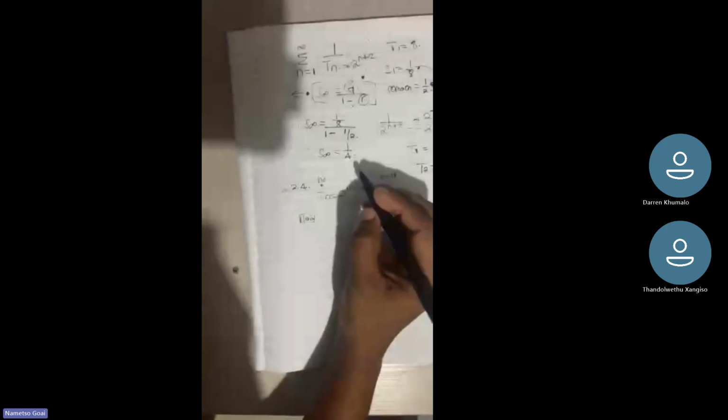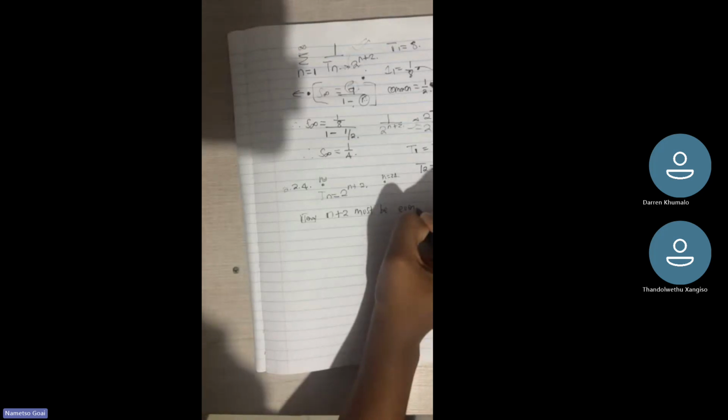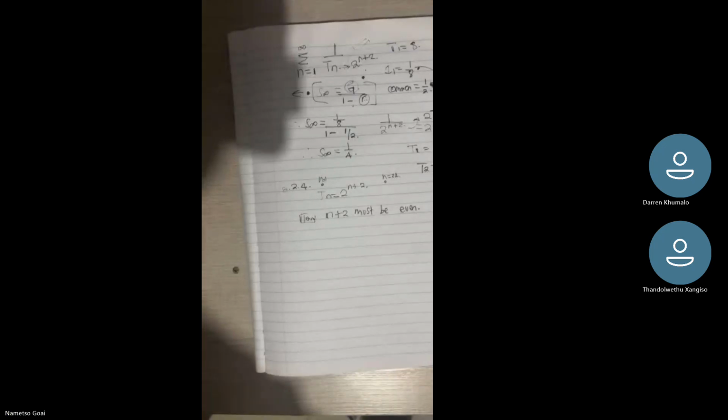What they basically mean, this is not difficult if you look at it in another way. So they're saying n plus 2 must be even in order for it to be a power of 4. So if you look between 1 and 21, how many even numbers and odd numbers do we have?